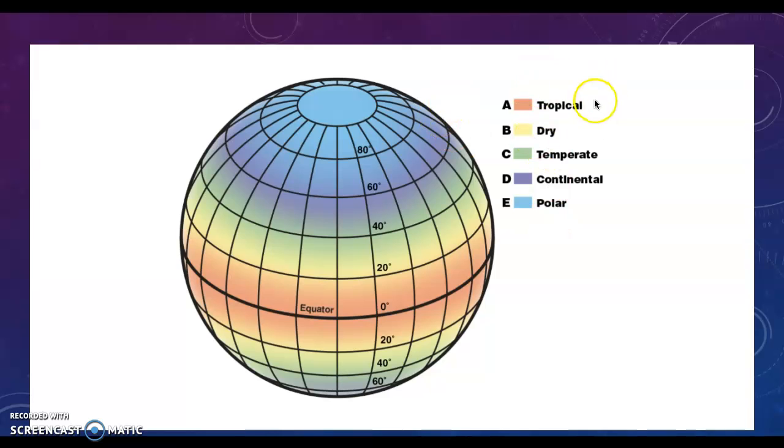You have your tropical climate, you have your dry climate, and just above that at about 30 degrees north and south is where you have your low pressure and the ability to hold moisture better in the air.